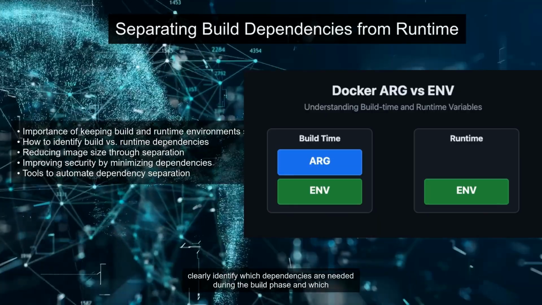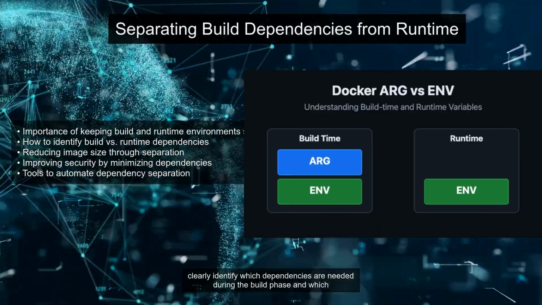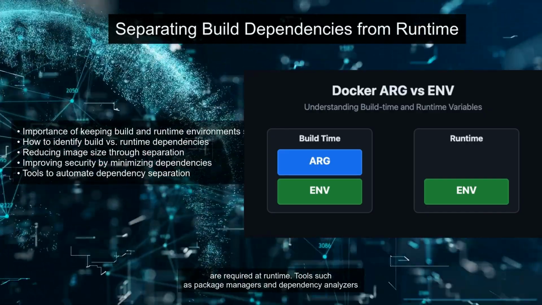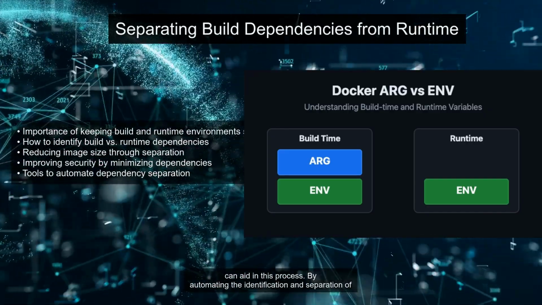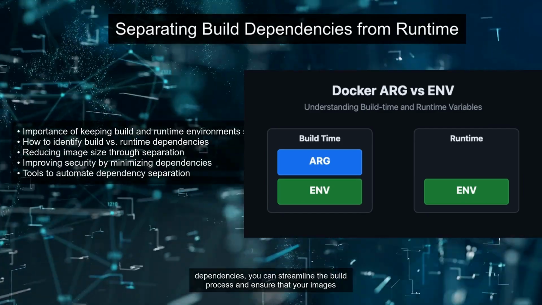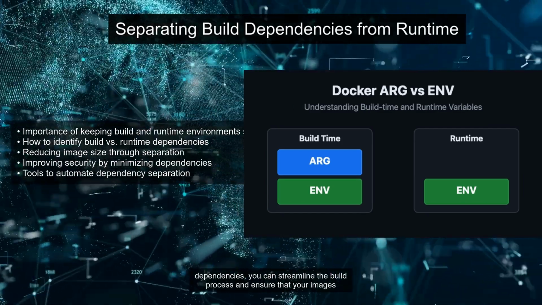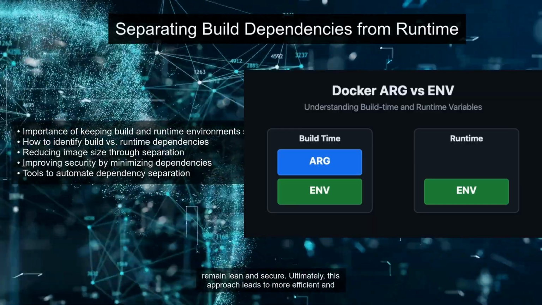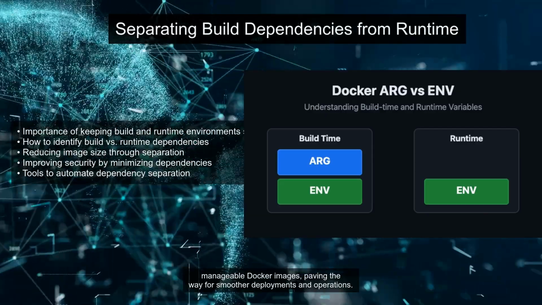To achieve this separation, it's essential to clearly identify which dependencies are needed during the build phase and which are required at runtime. Tools such as package managers and dependency analyzers can aid in this process. By automating the identification and separation of dependencies, you can streamline the build process and ensure that your images remain lean and secure. Ultimately, this approach leads to more efficient and manageable Docker images, paving the way for smoother deployments and operations.